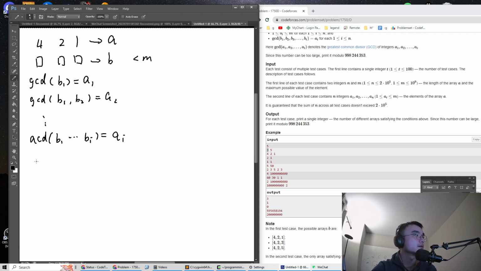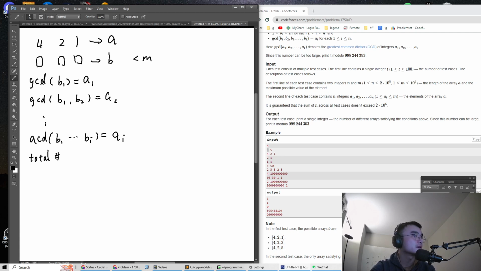And we need to find all the possible arrays B and count them and output the total number of possible arrays B. So how can we solve this problem? The first step is to transform the equations a bit.